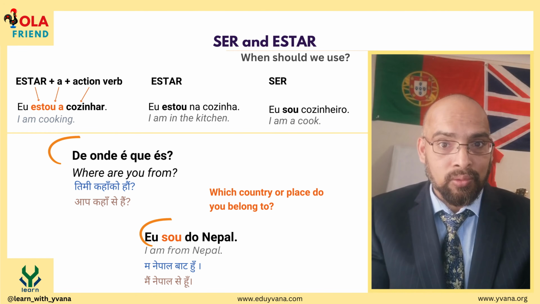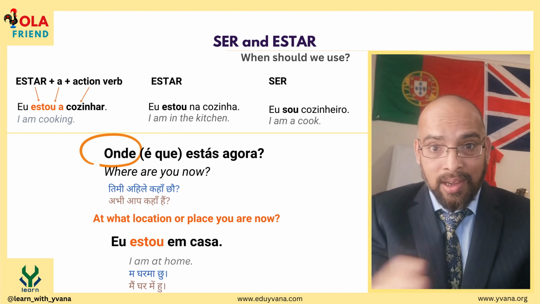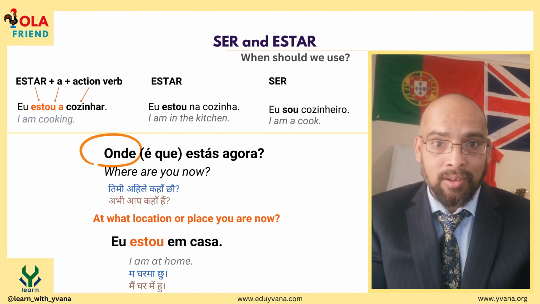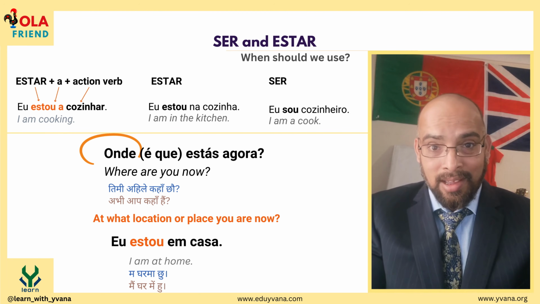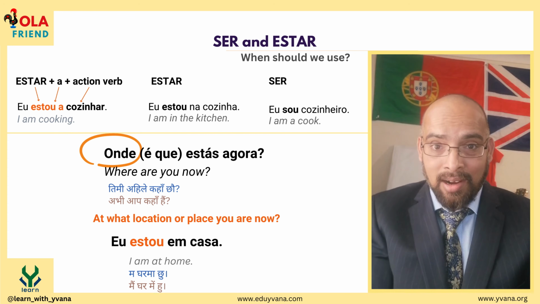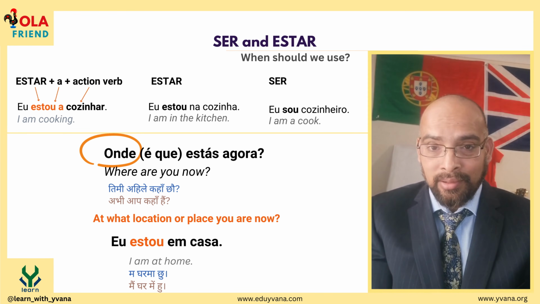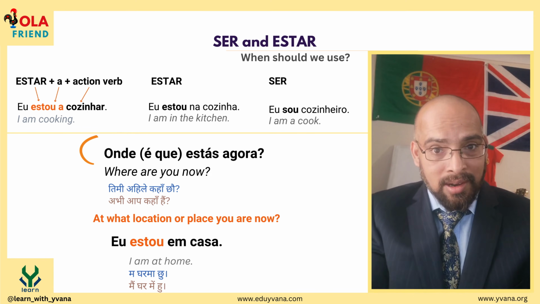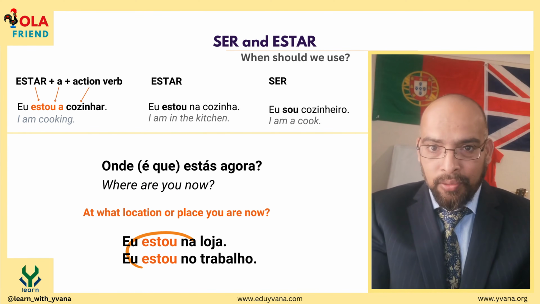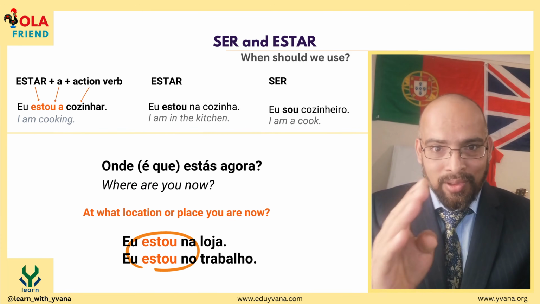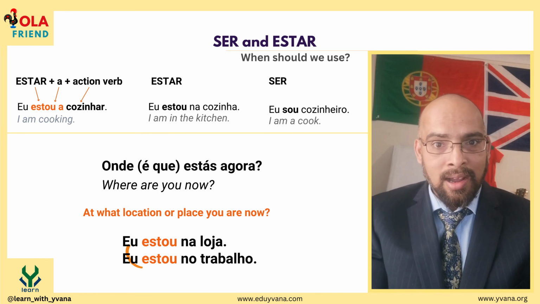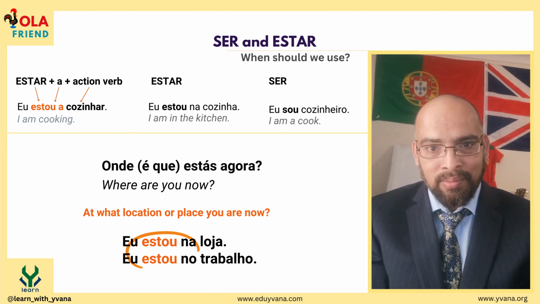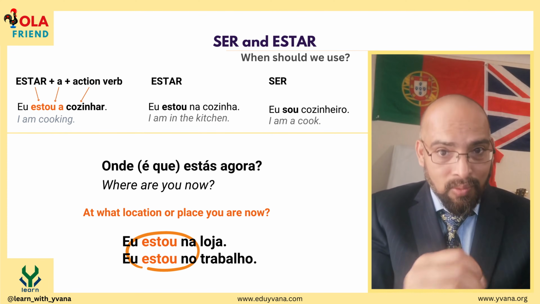Eu sou do Nepal. But if they ask onde é que estás or onde é que estás agora, that means they are asking about your current location. Where are you at the time of the conversation? And you use ESTAR verb to say your current location. Eu estou na loja. I am in the shop. Eu estou no trabalho. I am at work.